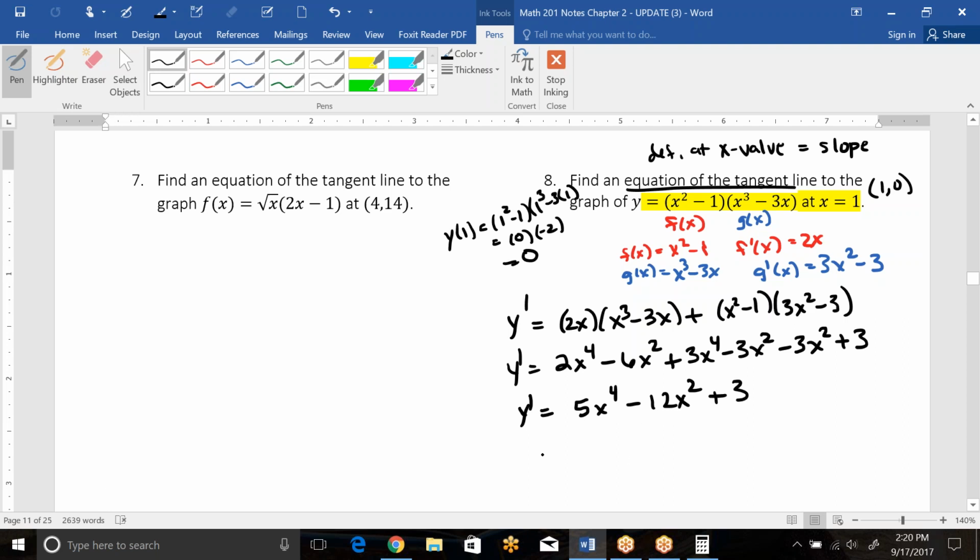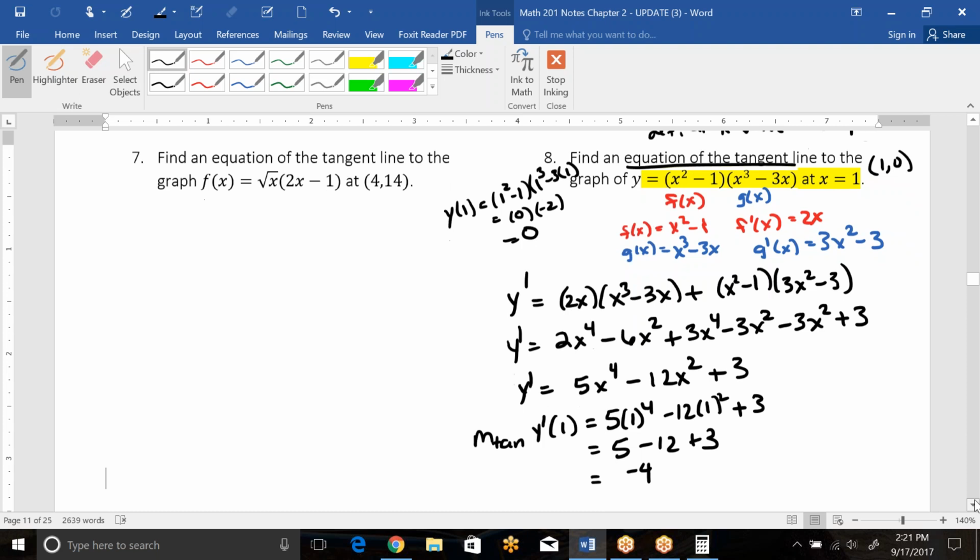Now that's our derivative. To find the actual slope of the tangent, you have to evaluate the derivative at the value of x that they gave you. So that's 5 times 1 to the fourth minus 12 times 1 to the second plus 3. That's going to be 5 minus 12 plus 3, which is a slope value of negative 4. Okay, so that's my slope.